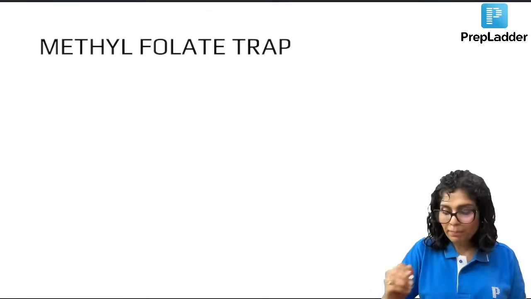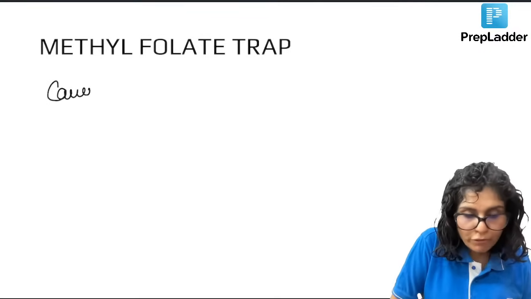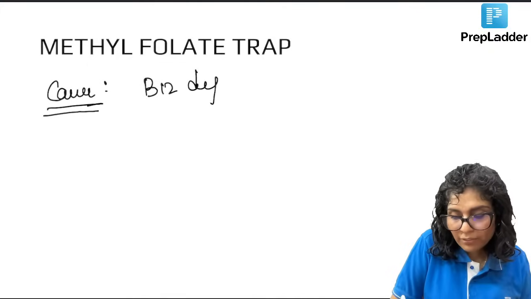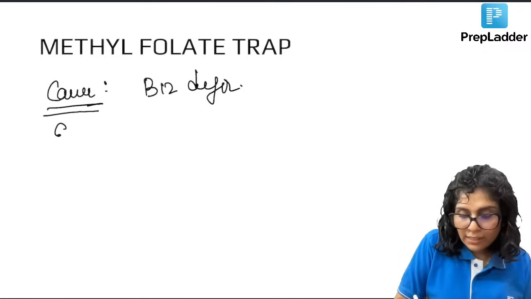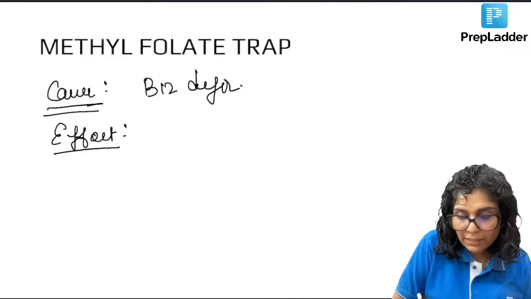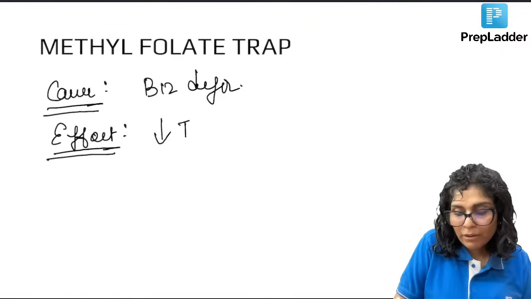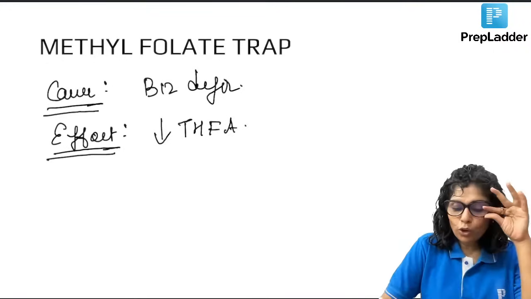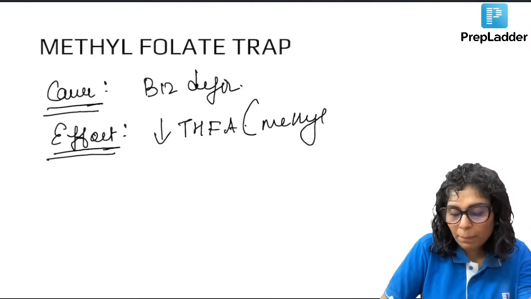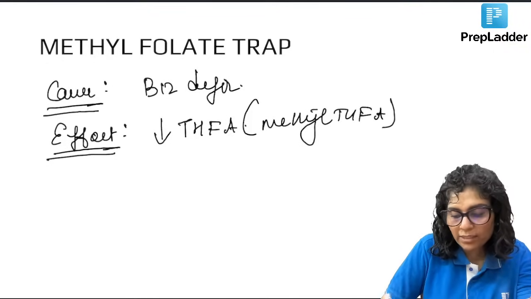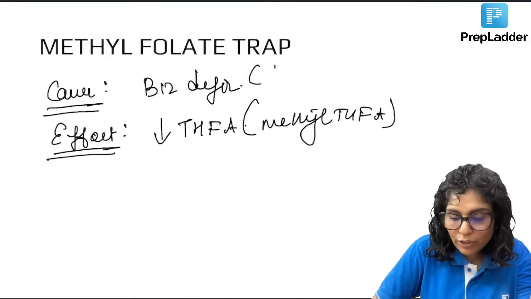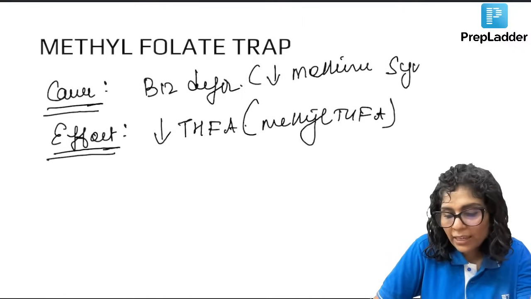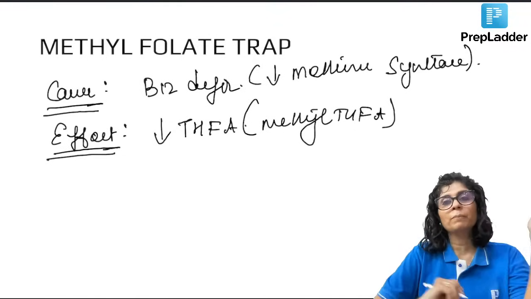So tell me, what is methyl folate trap? What is the cause of methyl folate trap, everybody? The cause of methyl folate trap is B12 deficiency. What is the effect of methyl folate trap? Whenever there is B12 deficiency, there will be a functional deficiency of tetrahydrofolate as well. Why? Because all tetrahydrofolate is trapped as methyl tetrahydrofolate. Because of the low activity of which B12 dependent enzyme? Because of low activity of methionine synthase.